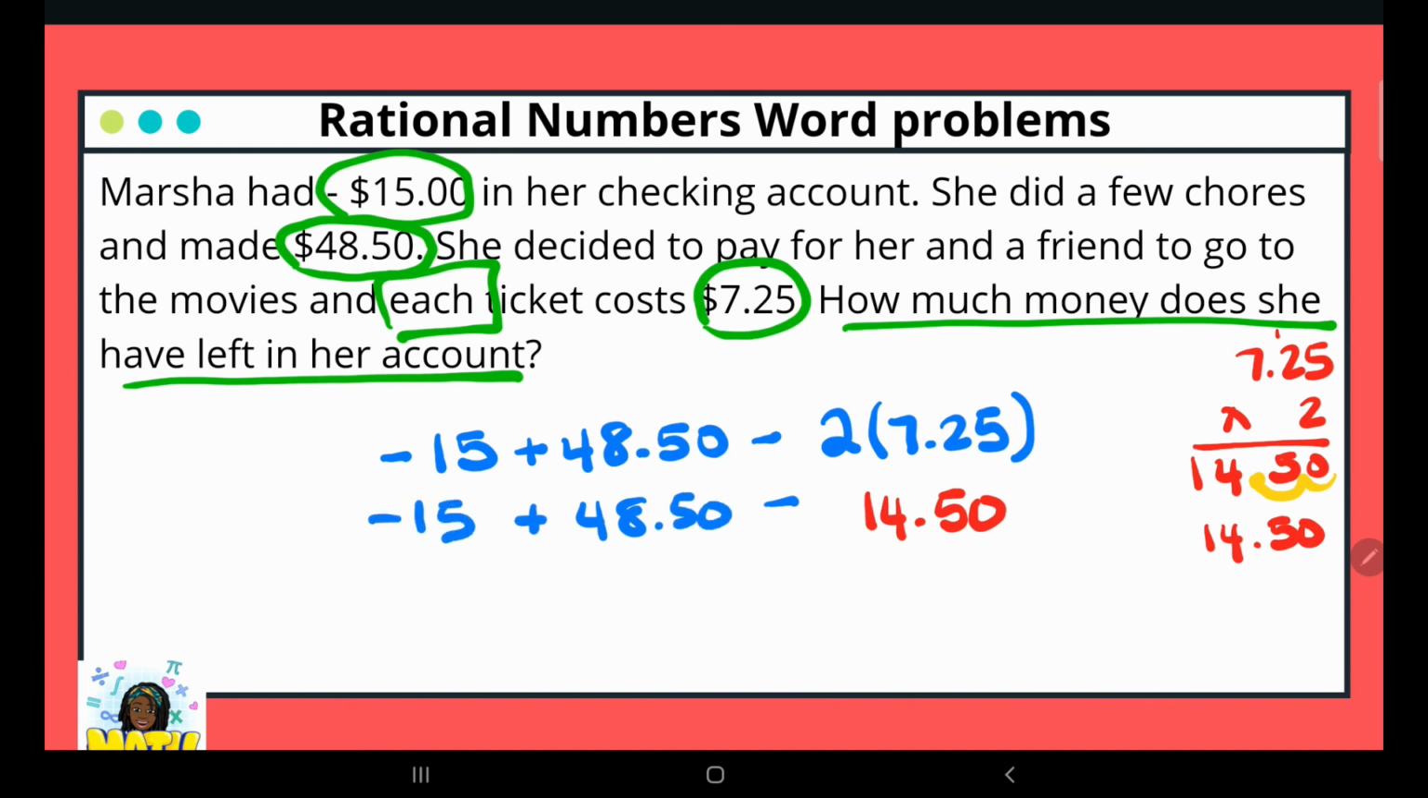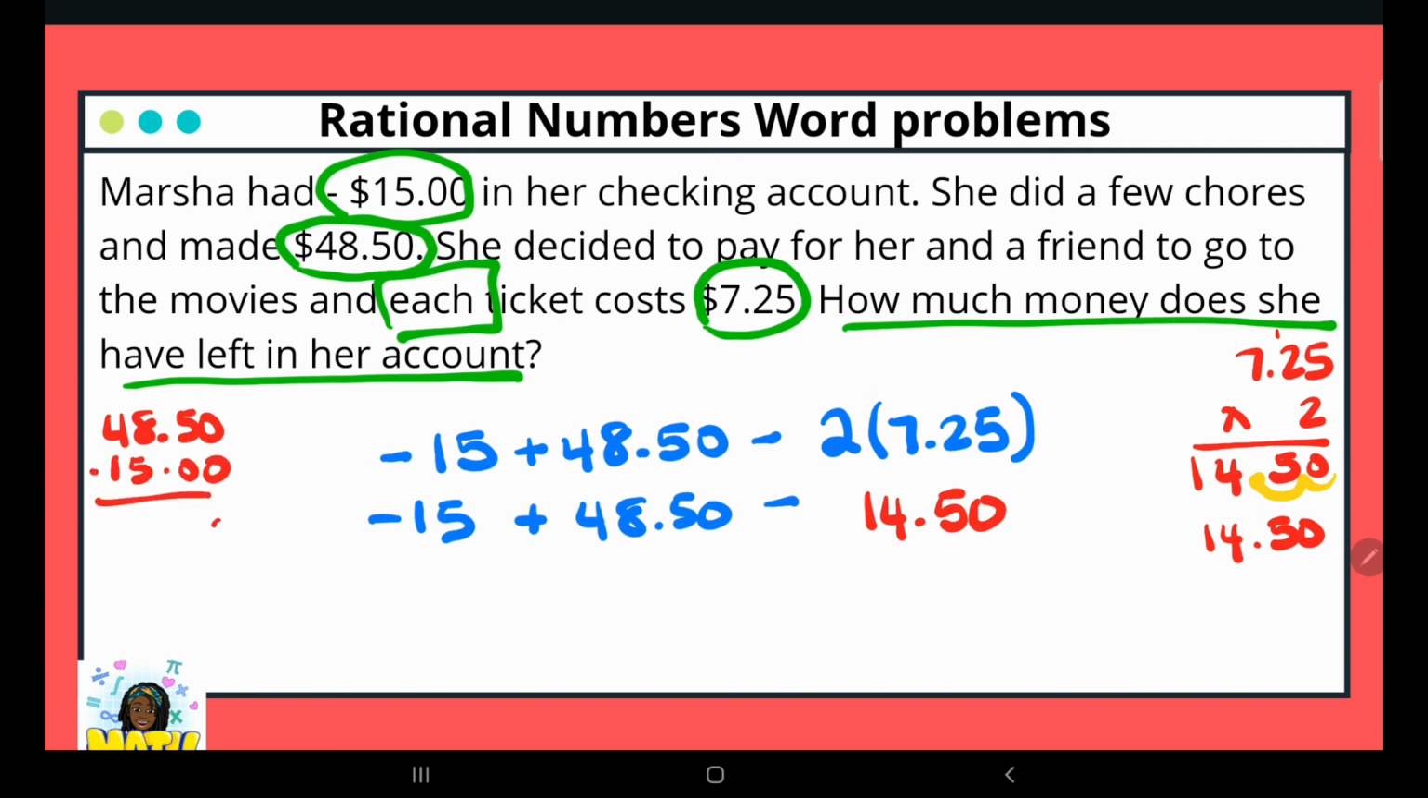And then because I have pluses and minuses, I know based on GEMDAS, I'm going to do addition and subtraction from left to right. So let's start off with our negative 15 and our positive $48.50. The rule for adding and subtracting integers says if it's the same signs, we're going to add and keep. But if I have different signs, I'm going to subtract those numbers and keep the sign of the larger number. So I'm going to set up 4850 minus 15.